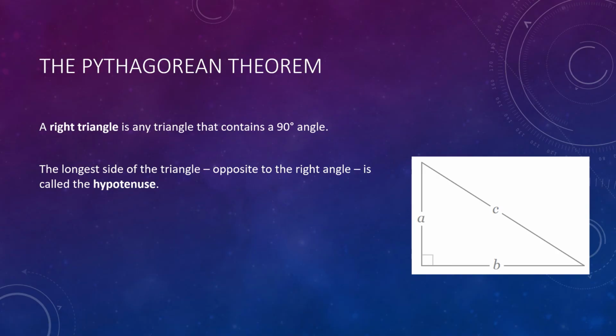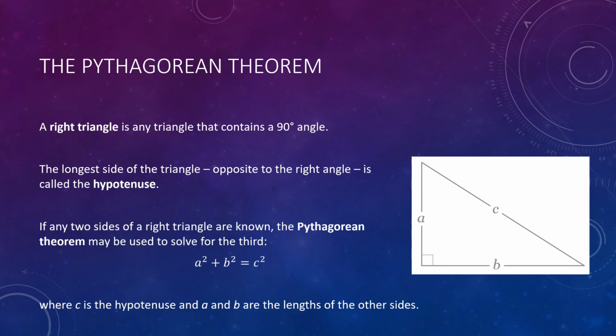If you happen to know two sides of a triangle, any two sides, you can figure out the length of the third side using the commonly known Pythagorean theorem. So, if you again know two sides and want to know the third, use the Pythagorean theorem that is defined as a squared plus b squared equals c squared, where a and b are the sides of the triangle and c is the hypotenuse.